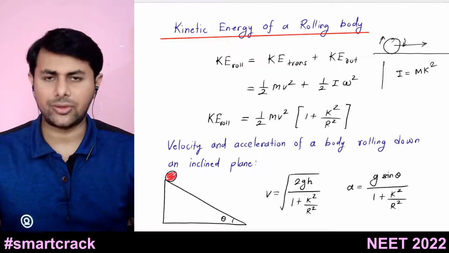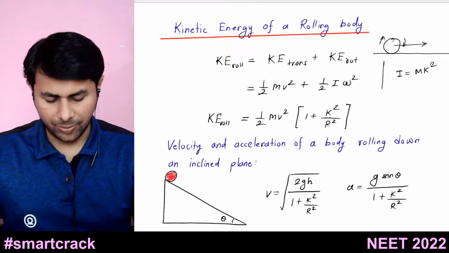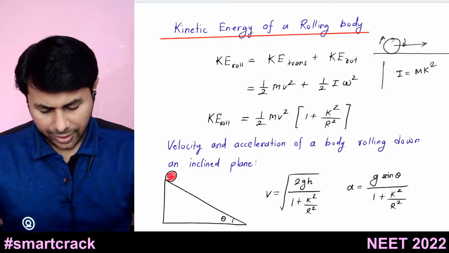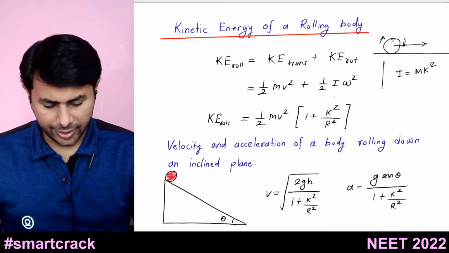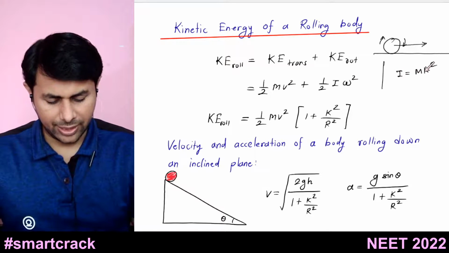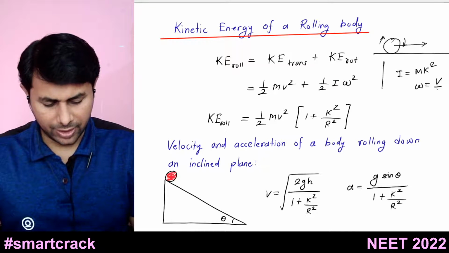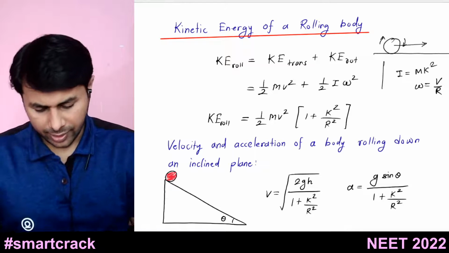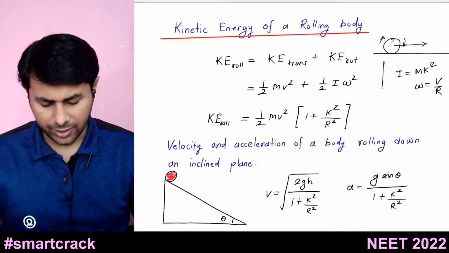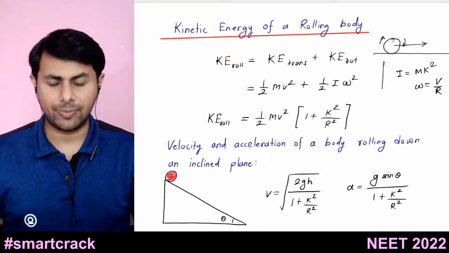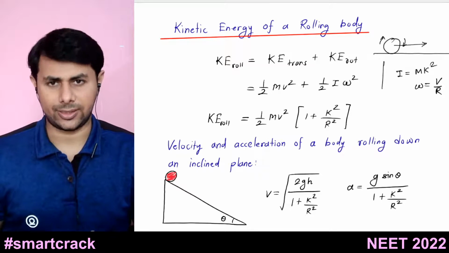So kinetic energy in rotational motion is half I omega square. If you add it up and substitute I equals m k square and omega equals v upon r, then you end up with this formula. So kinetic energy of rolling motion is half m v square multiplied by 1 plus k square upon r square.